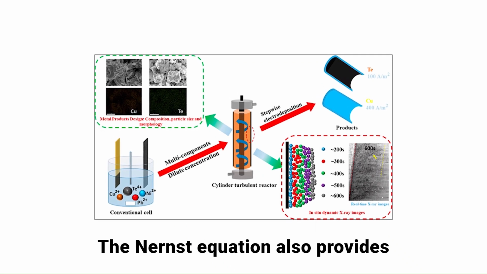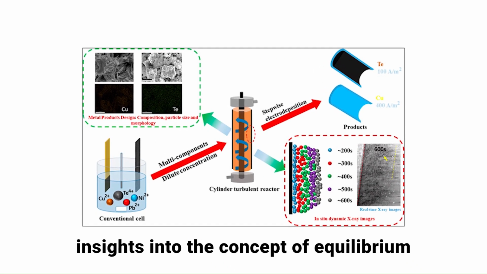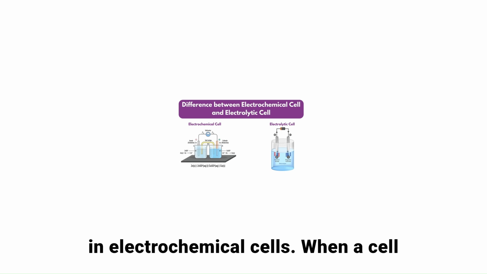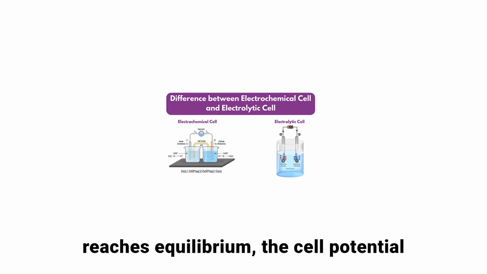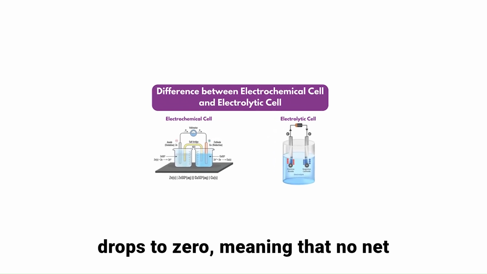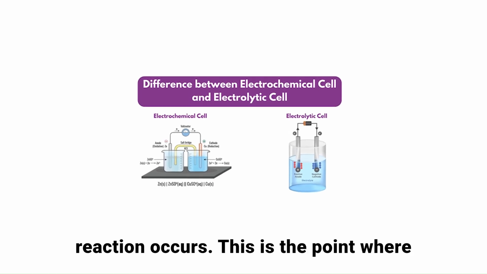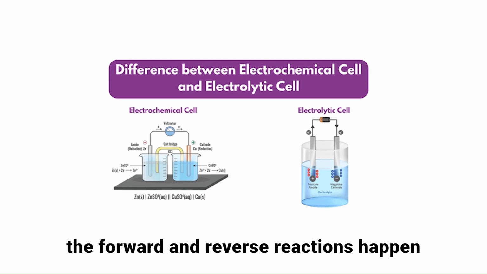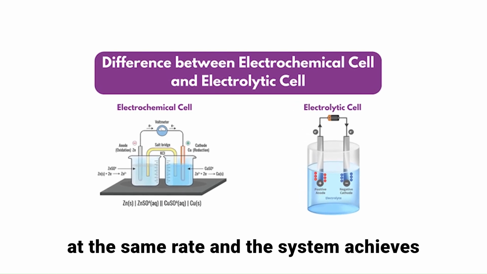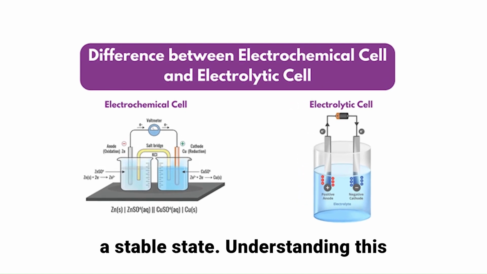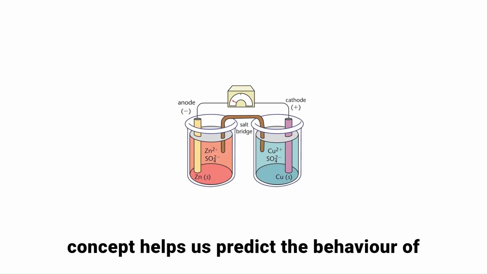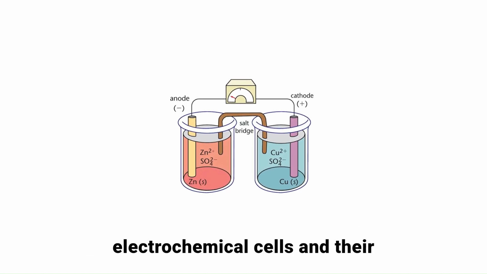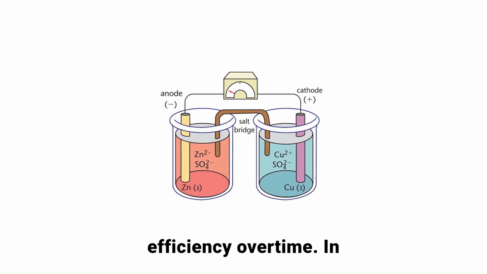The Nernst equation also provides insights into the concept of equilibrium in electrochemical cells. When a cell reaches equilibrium, the cell potential drops to zero, meaning that no net reaction occurs. This is the point where the forward and reverse reactions happen at the same rate, and the system achieves a stable state. Understanding this concept helps us predict the behavior of electrochemical cells and their efficiency over time.